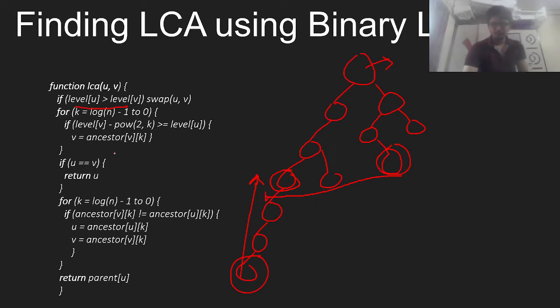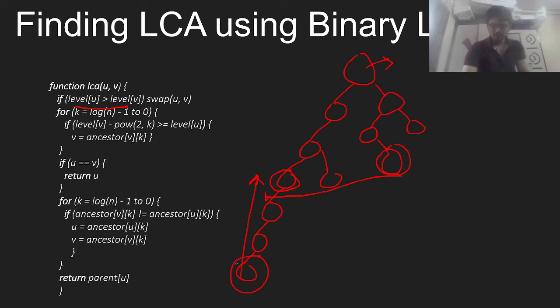So first we need to equalize the levels of both the nodes. How will we do that? We'll find the difference in levels, right? Say we have u and v. If the level of u is less than the level of v, we'll swap both of them, so we assume that u is always at the higher level than v. If they come out opposite, we'll just swap them.